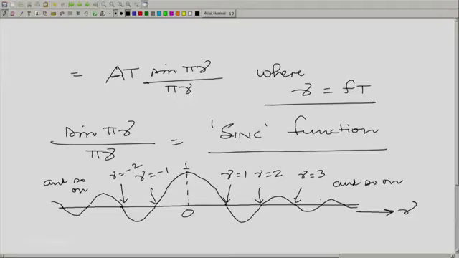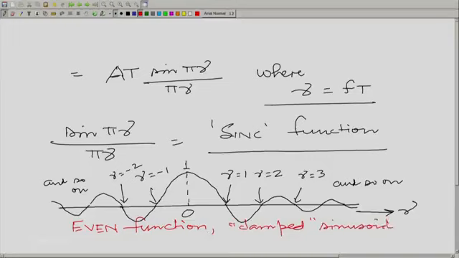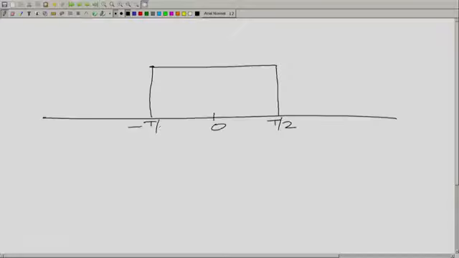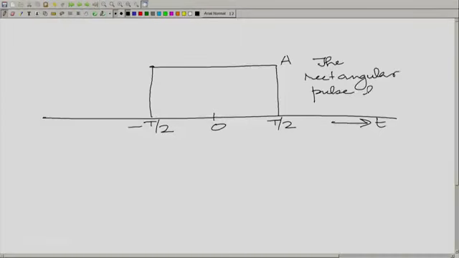So, let us summarize the properties of this function. Let me in fact mark them right here. Even function, damped sinusoid, and nulls at the integers. These are the three things that we need to remember. And therefore, we could now draw the Fourier transform of the rectangular pulse. Let us draw the rectangular pulse and its Fourier transform together. We must draw the Fourier transform as a function of f.